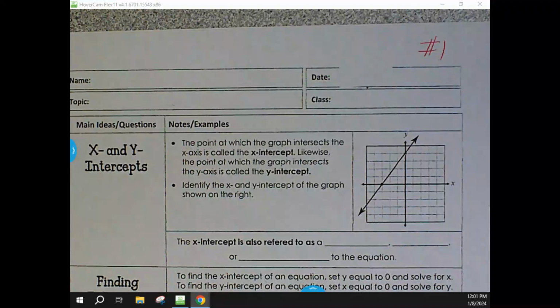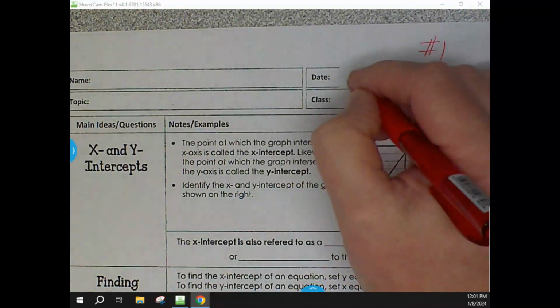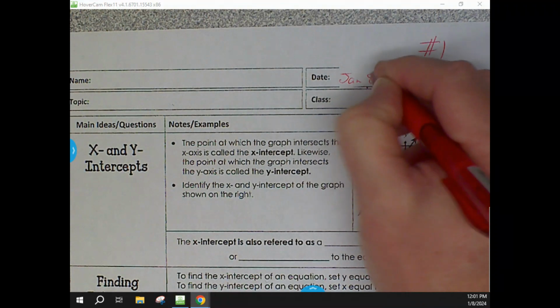If you're keeping up with the date, it's kind of optional, but it does help a little bit. Today's January the 8th.